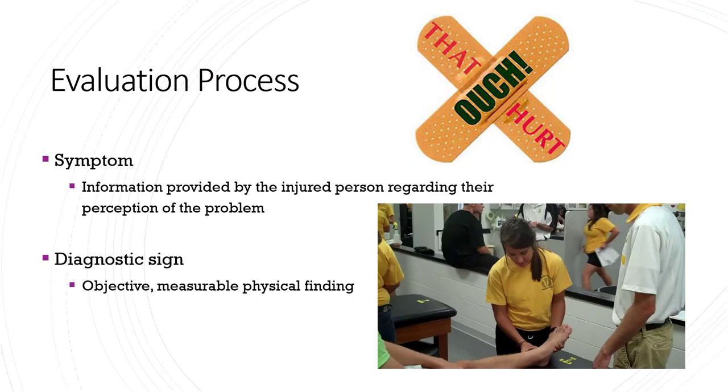Some examples of symptoms may include things like blurred vision, ringing in the ears, fatigue, dizziness, nausea, headache, pain, weakness, or the inability to move a body part. A diagnostic sign is an objective, measurable physical finding. Usually this is done by the clinician. A sign could be what the evaluator hears, feels, sees, or smells when assessing the patient.